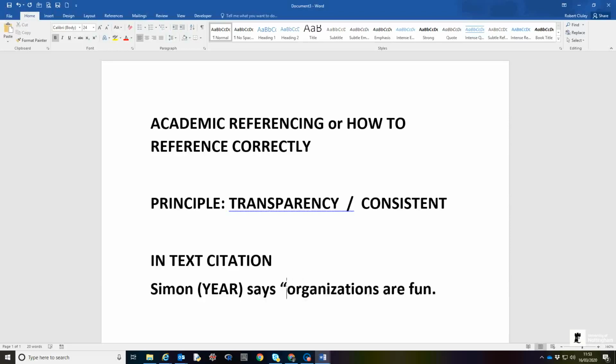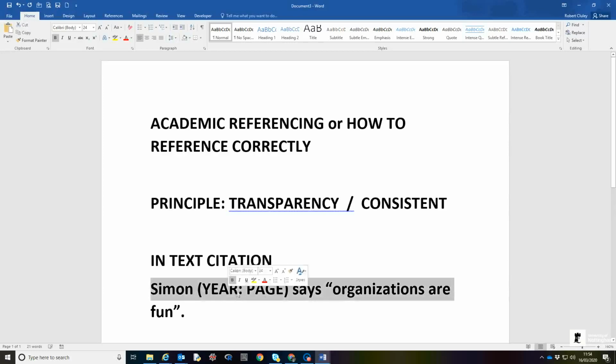If we are making a quote, that means anything within these marks here are not my words, but are literally the words written by Simon in his text, we also need to add the page number. Sorry about that, everybody, I just had a phone call. So where were we? Yeah, we were just talking about you need a page number for a quote. What that means is that as a reader, if I wanted to, I could literally go back, find Simon's text, find the right page, and check that he actually does say organisations are fun.